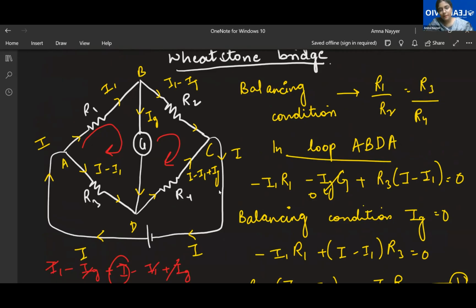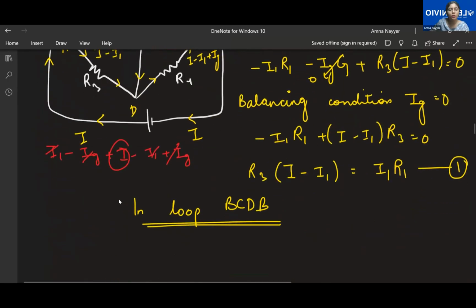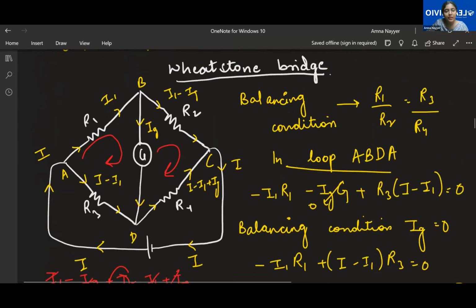Negative. We are going along the direction of current. So this will be minus I1 minus Ig into R2, minus R2 into I1 minus Ig. Then we are coming from C to D. Marwa, positive or negative potential? We are moving from C to D.